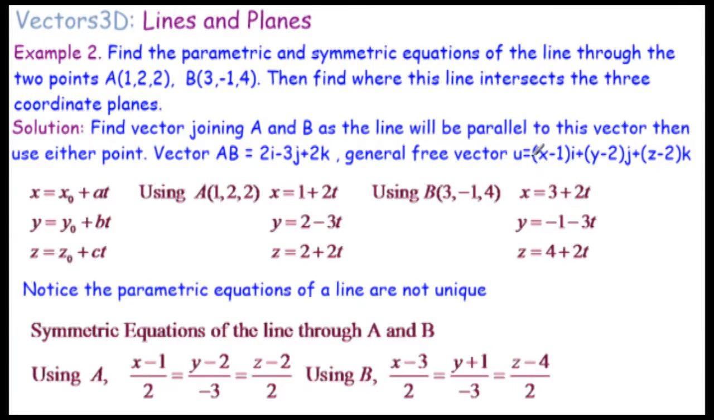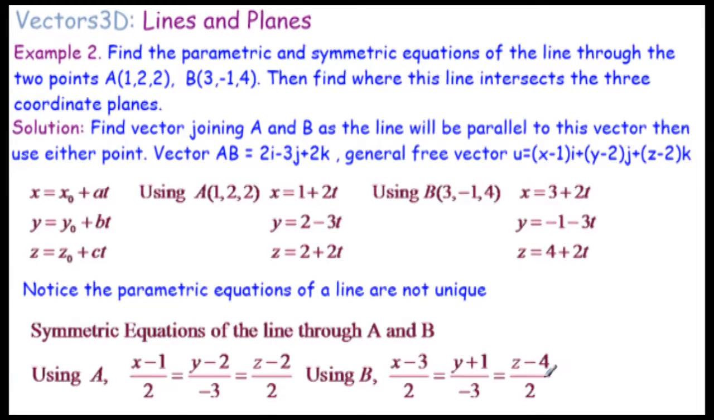Now what about the symmetric equations of the lines through A and B? Well, you can just see here, this is not too bad. The corresponding coefficients are in fact proportional, so X minus 1 on 2 must equal Y minus 2 on minus 3 and equals Z minus 2 on 2. The coordinates are going to be proportional, or in ratio, and the same for B. So these are the 2 equations for the same line.